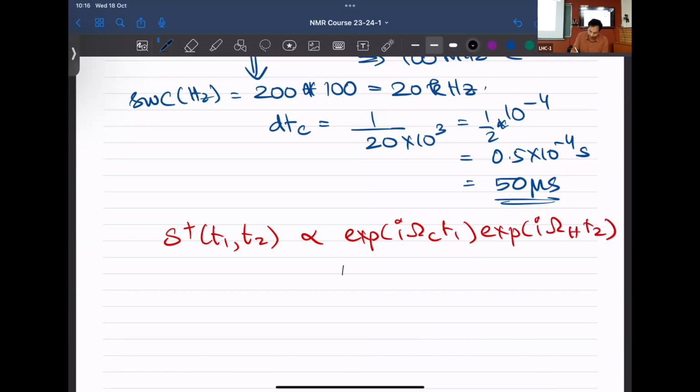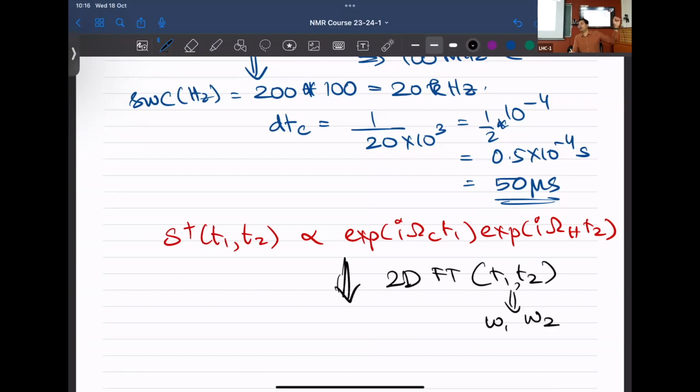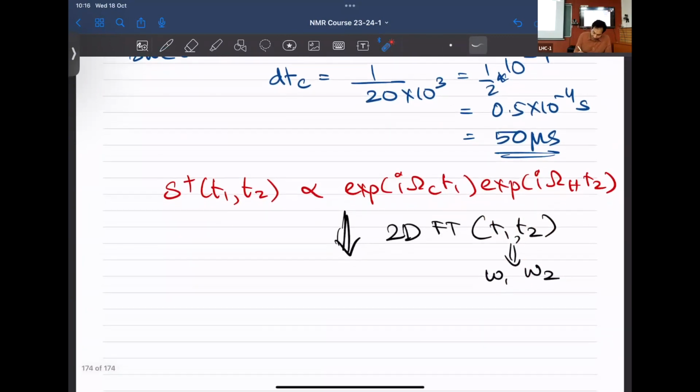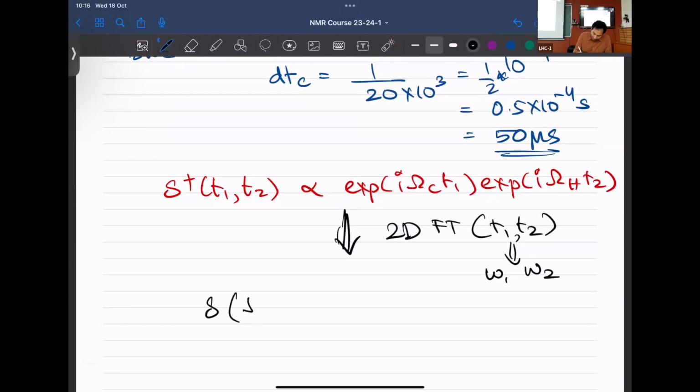And therefore, if you end up doing a two-dimensional Fourier transformation with respect to T1 and T2, which will translate themselves to omega 1 and omega 2. Previously, we had only T, and therefore we wrote omega. Now we have T1, we'll write small omega 1, indicating that is the variable Fourier pair of the respective time domain, meaning that T1 determines omega 1, T2 determines omega 2. Therefore, if you end up doing this Fourier transformation, you'll get a convolution of a carbon signal with respect to omega 1 and a proton signal with respect to omega 2.